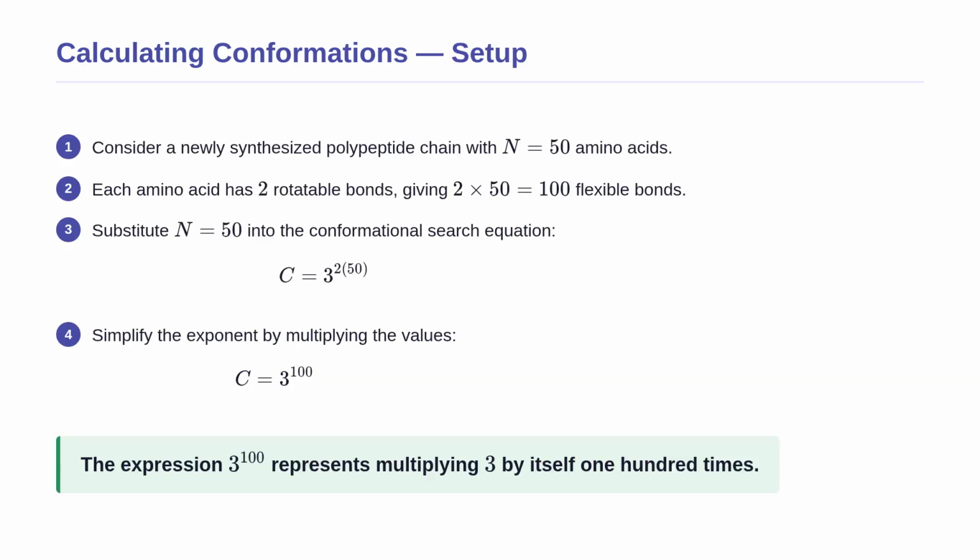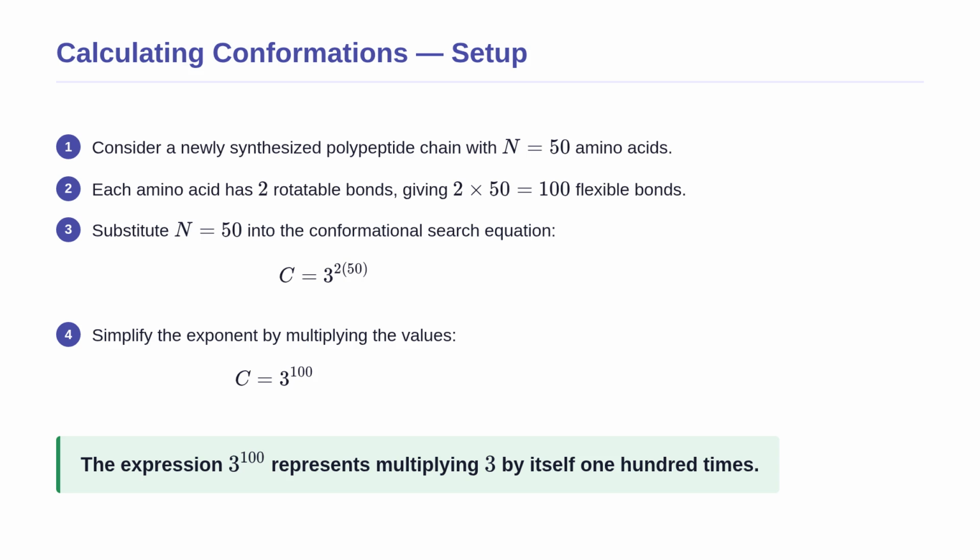Let us apply this formula to a concrete example to understand the sheer scale of the folding problem. Suppose we have a newly synthesized polypeptide chain that is exactly 50 amino acids long. We want to calculate the total number of possible conformations this chain could theoretically adopt if it searched at random. We know our n is 50.